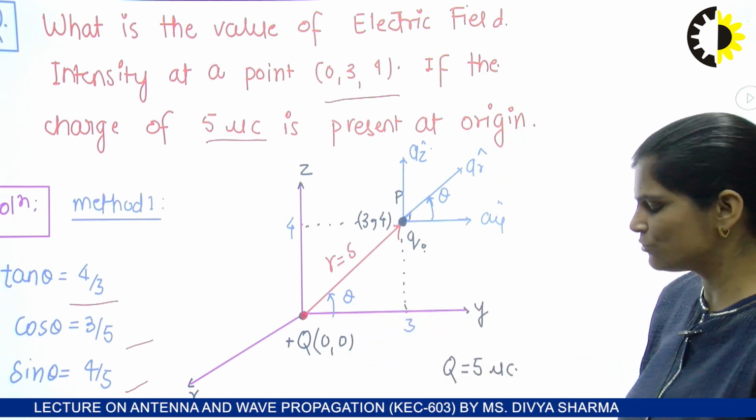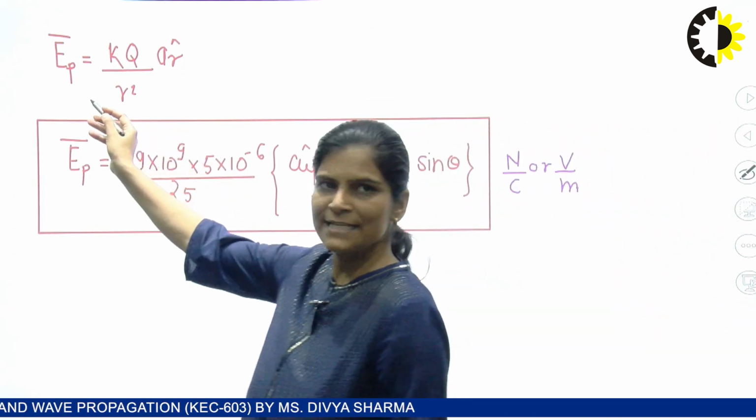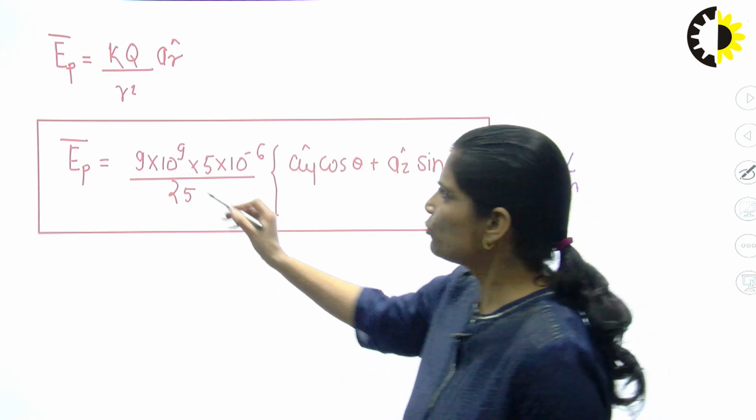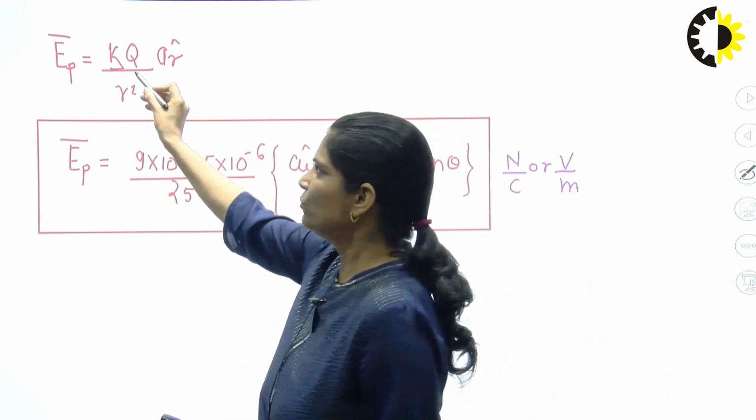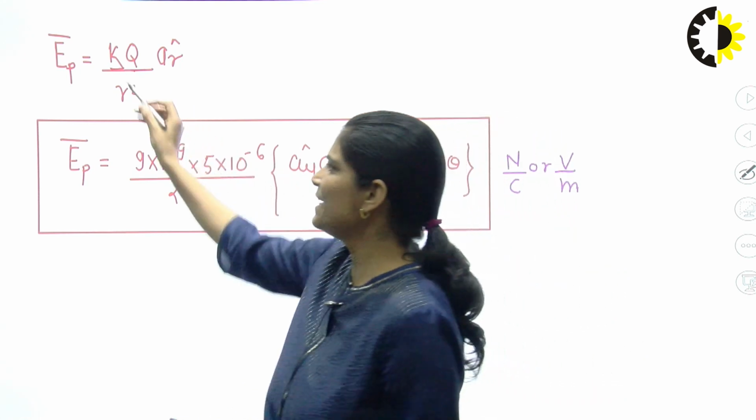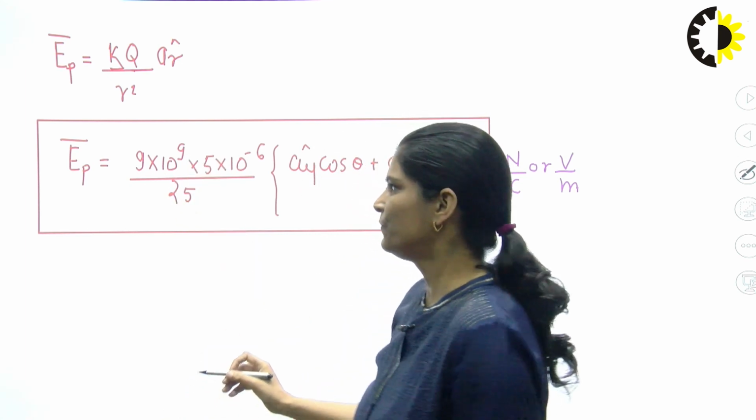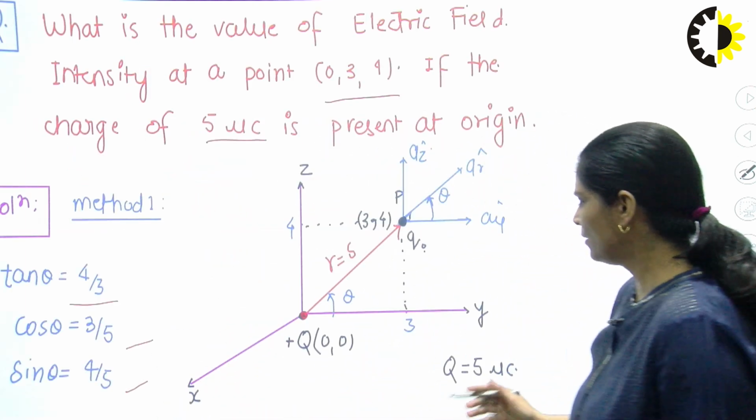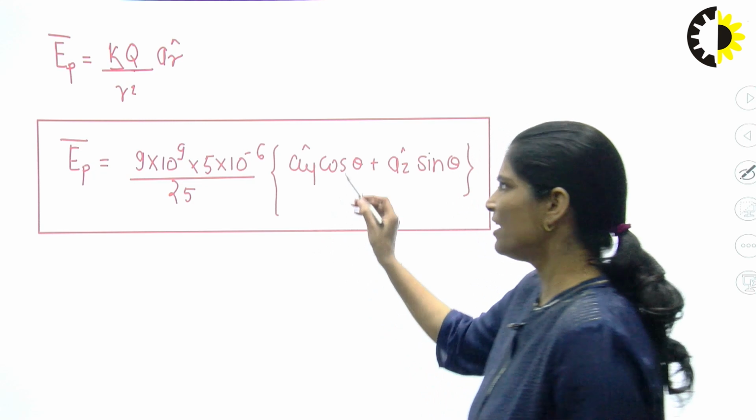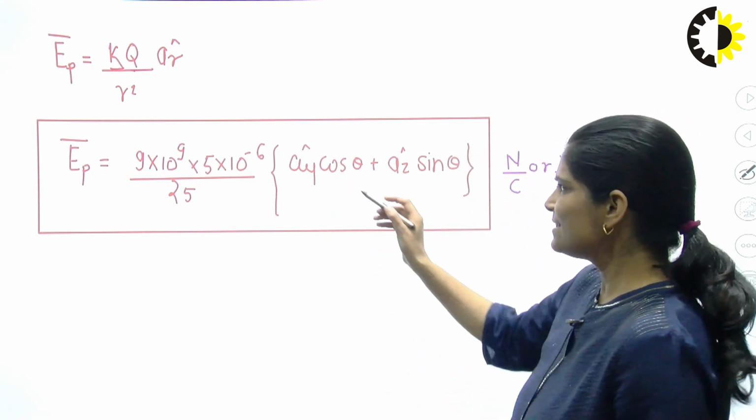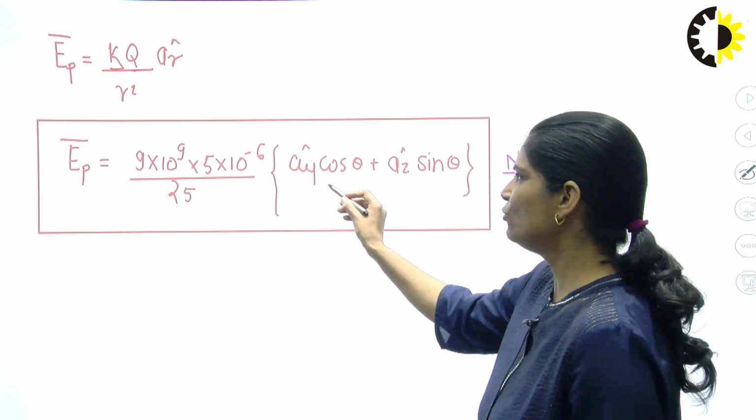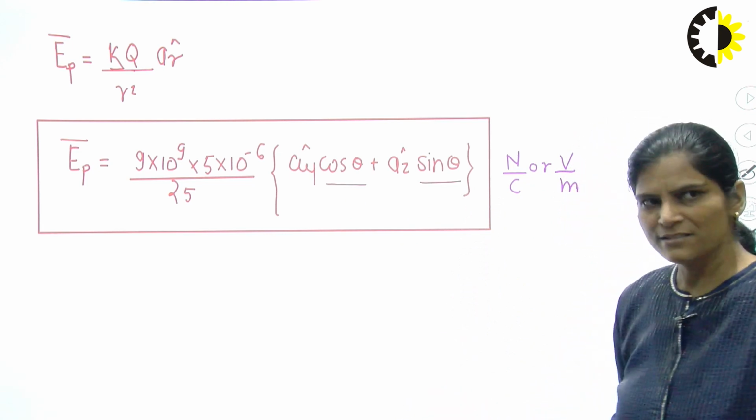And you can put all these values in the formula, that is, electric field intensity at point P is equal to K Q upon R square unit vector of R. Now here put the value of K. Now this is also given in the question. Q value you can put, Q is equal to 5 into 10 to the power minus 6. K is equal to, already you know, 9 into 10 to the power 9. Now R already you have found out, R is equal to 5. So put here 5 square, that is equal to 25. Now here put the value of unit vector of R, that is AY unit vector cos theta plus AZ unit vector sin theta. So put here the value of cos theta and sin theta and you will get the result.